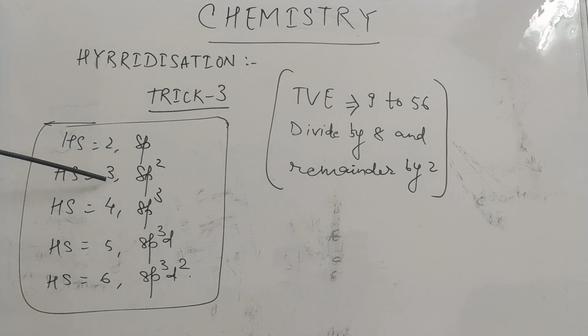If hybrid status is 3, then sp2. If hybrid status is 4, then sp3. If it is 5, then sp3d. And if it is 6, then sp3d2. So we will see this trick and we will try to understand it with the help of a few examples.